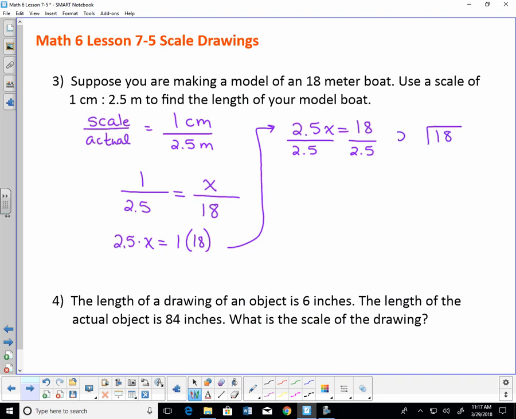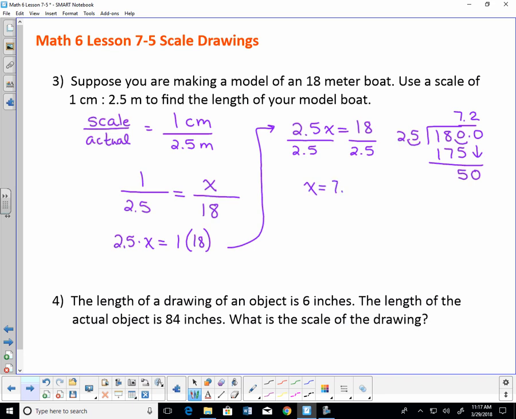Remember, you need to move that decimal point. So I'm now taking 25 into 180. Okay, I know that 25 times 7 is 175. So that leaves me 5. Add a 0, bring that down. 25 goes into 50 2 times. So that I know that x has to equal 7.2.